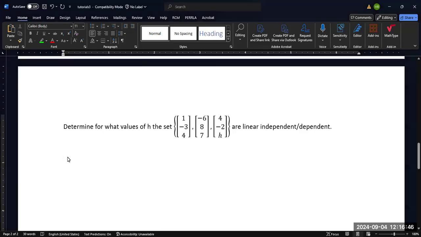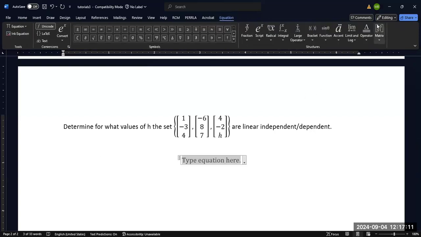All right, so in this video, we're going to be looking at conditions on a vector with one unknown component to see what the condition is that makes the vectors dependent or independent. So the best way to go about doing this is to put our vectors into a matrix and then go ahead and row reduce the matrix.